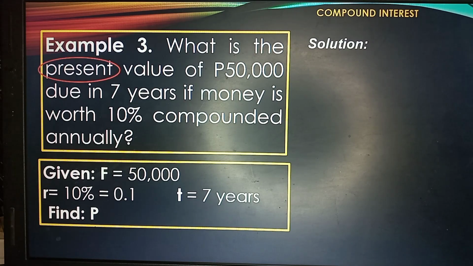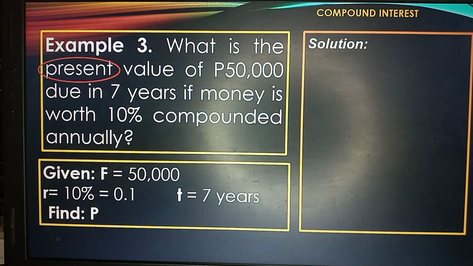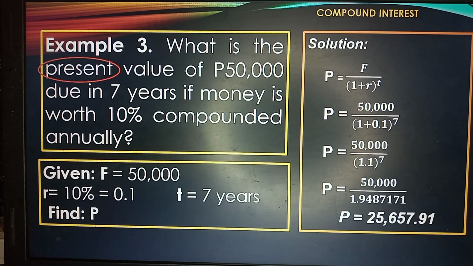So just use the formula. The formula here is P equals F over the quantity of 1 plus R to the T power. So we have P equals 50,000 divided by 1 plus 0.1 to the 7th power. So that is 1 plus 0.1, that is 1.1, to the 7th power. Just use your scientific calculator. We will have 1.948717. Divide 50,000 by 1.948717.